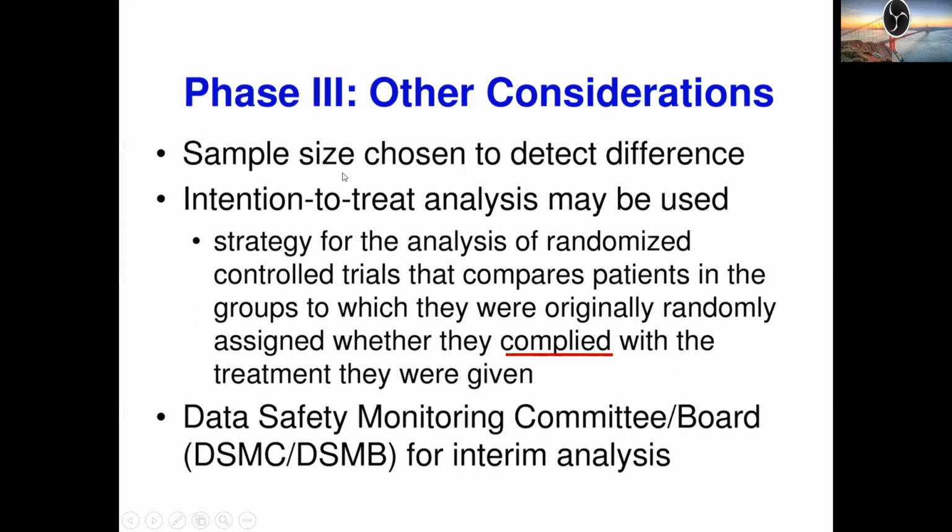Other considerations are that the sample size should be defined prior, and the analysis we use is the intention to treat analysis. The ITT is a strategy for the analysis of randomized controlled trials that compares patients in the groups to which they were originally randomly assigned, whether they complied with the treatment they were given or not. It means we analyze the data according to the groups to which they were actually assigned.